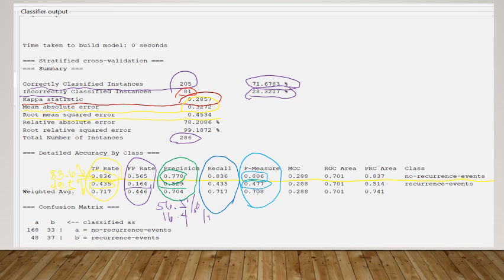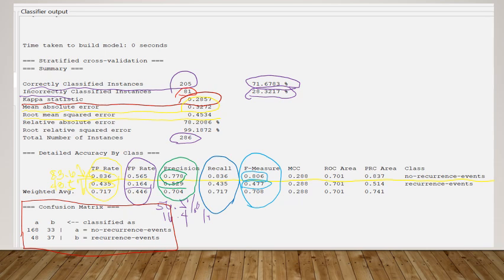And then below this one, we also have our confusion matrix now. So this one, we have our confusion matrix. We have here the classified, A and B, to be the classified or the predicted. And then we have the actual, A and B. We have the recurrence and no recurrence events.